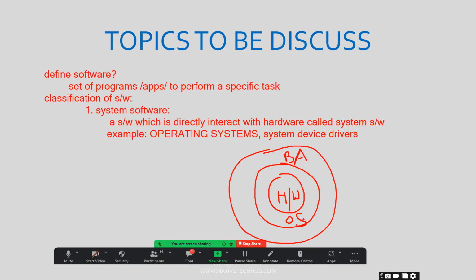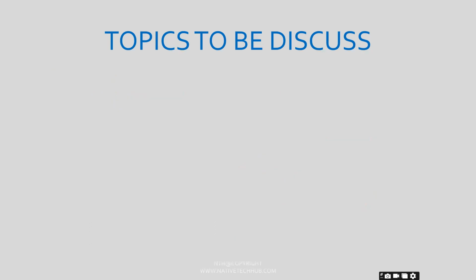So we have understood that the operating system is a system software that directly interacts with the hardware. On top of it, business applications are going to be installed. Let us talk about business applications.